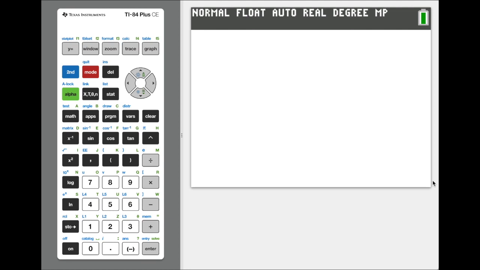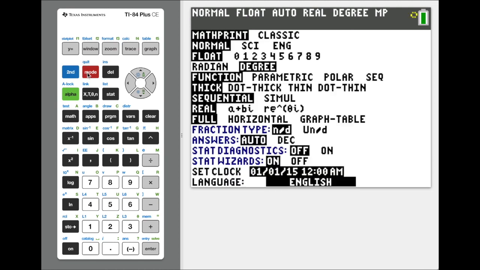Able to graph functions in polar coordinates on our TI-84 graphing calculators. So the first thing that we want to do is make sure that we're in the right mode. So I'm going to click on the mode button, and there are a few things I need to double check. First of all, I want to make sure that my calculator is in radians and not in degrees. So we'll change that so we have radians.